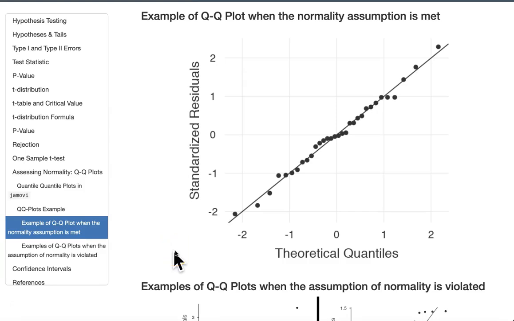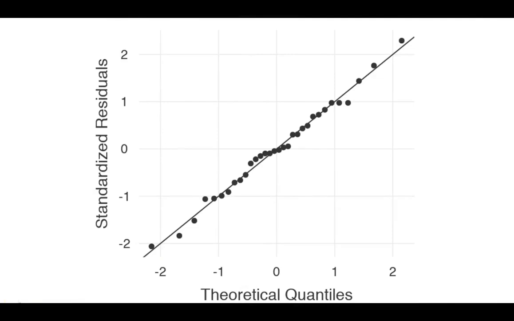So here I have an example of a QQ plot where we do meet normality. What are we looking for in this plot? The line for the graph needs to be at a 45-degree angle. If it's not a 45-degree angle, we probably will have issues. The other thing you need to look at is the little dots that represent your data set. Those need to be closely aligned to your line.